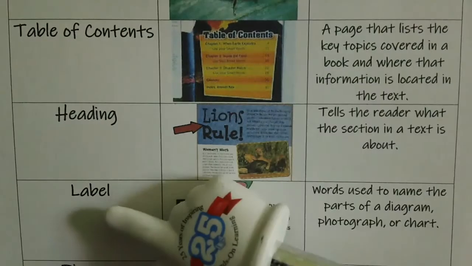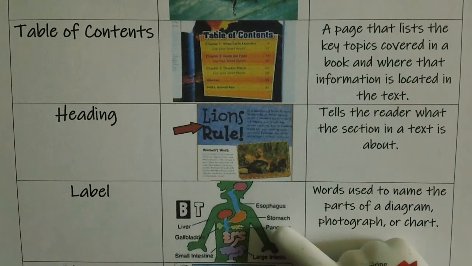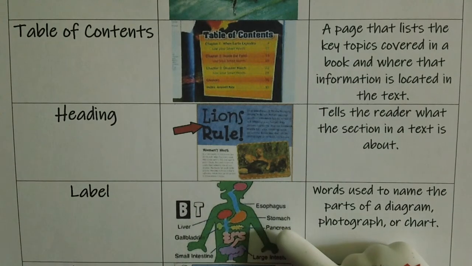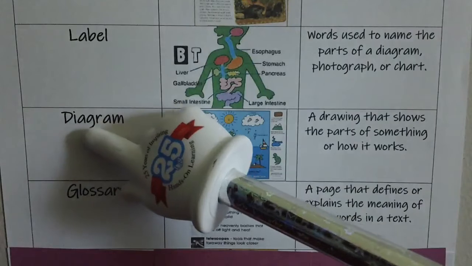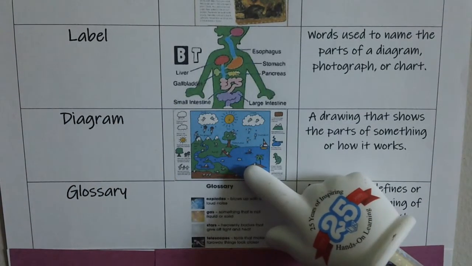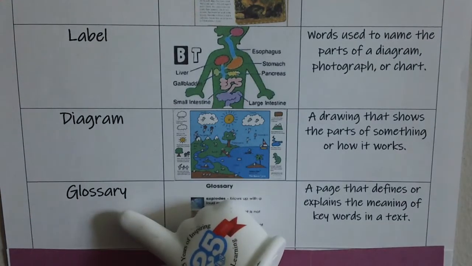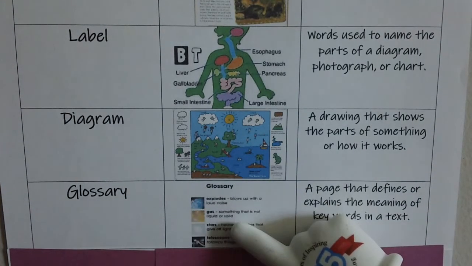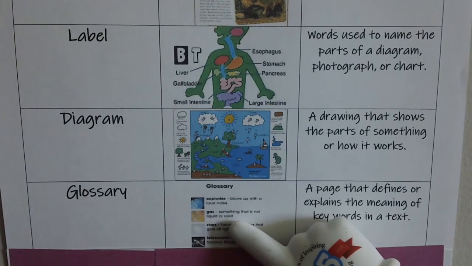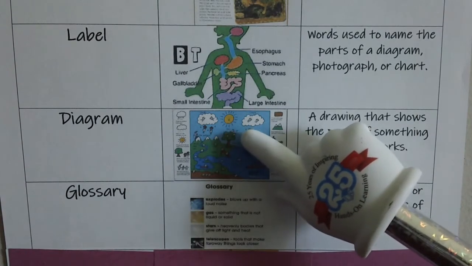Label. Labels are words that are used to name parts of a diagram, photograph, or chart. Diagram. A diagram is a drawing that shows the parts of something or how something works. Glossary. A glossary is a page usually located at the end of a nonfiction text that explains the meaning of keywords. Our text, The Moon, contains a number of helpful diagrams.